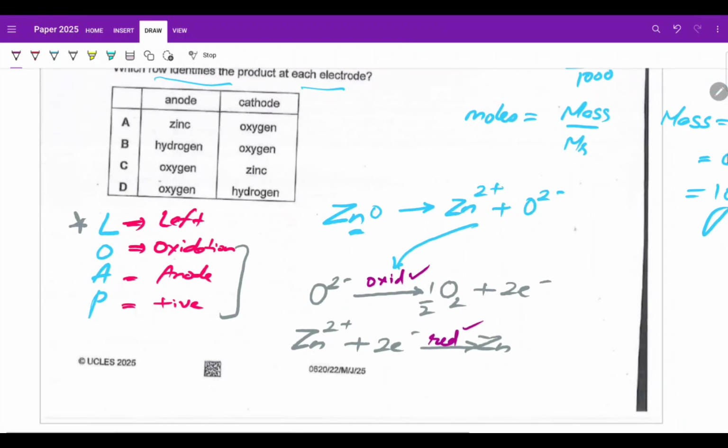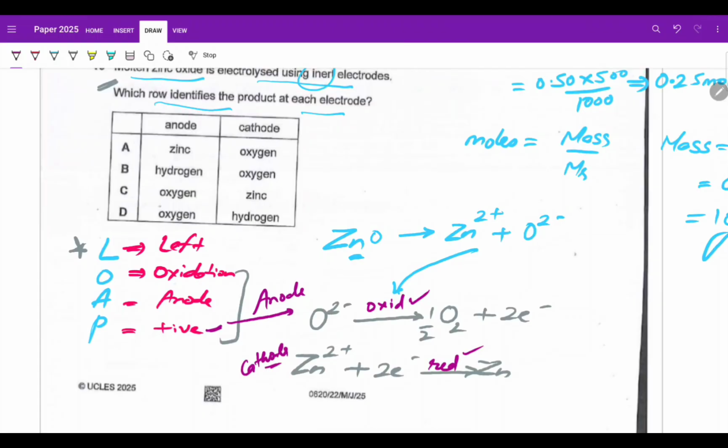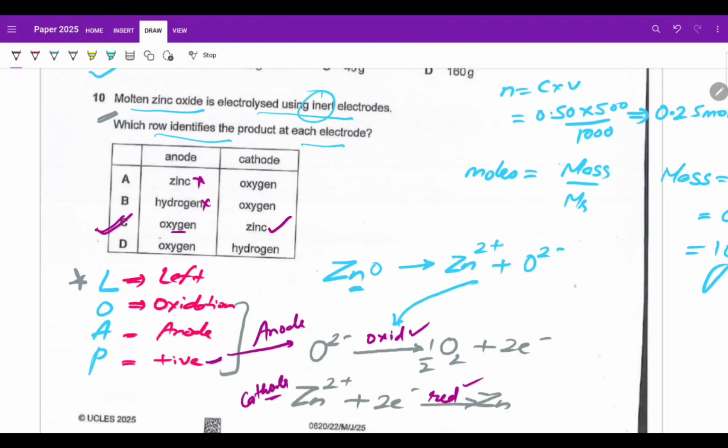That is, at the anode, which is positively charged, negative oxide ions are going and undergoing oxidation to form oxygen gas. Whereas at the cathode, which is negatively charged, Zn2+ ions are going and converting into zinc. So my answer is zinc at cathode and oxygen at anode. Zinc at cathode, zinc at anode, wrong. Hydrogen, wrong. Zinc at cathode, yes, correct. And oxygen at anode, correct. Answer C. Question number 10, answer is C.